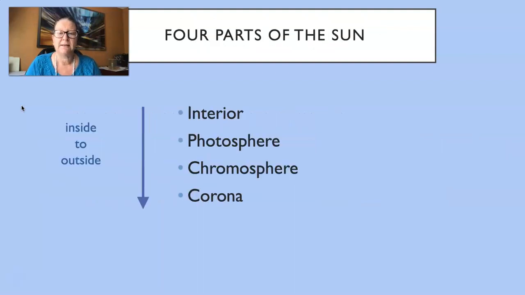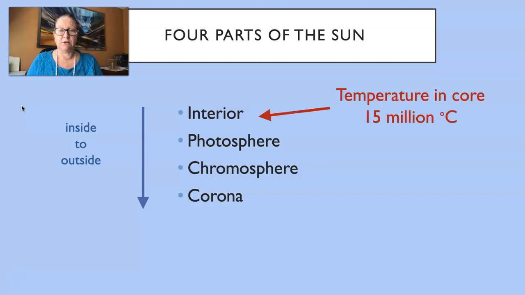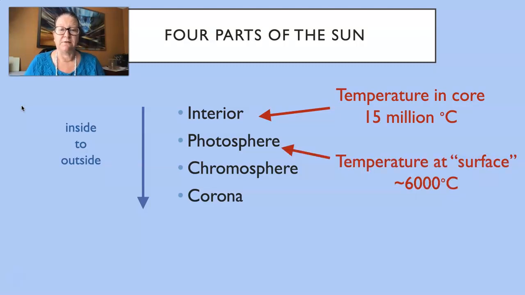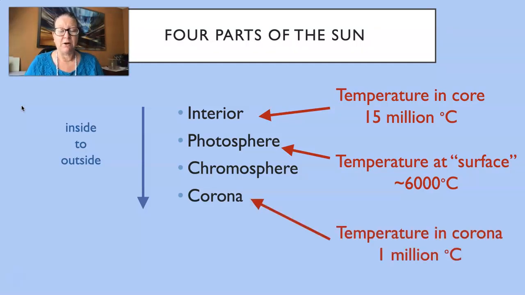We're going to investigate the Sun from the inside out. We'll start with the interior and move our way to the photosphere, the chromosphere, and the corona. Just to give you an idea for temperatures, the Sun's interior is estimated to be about 15 million degrees. The surface of the Sun, which is the photosphere, is estimated to be at about 6,000 degrees. The corona, which is the outermost layer, heats up again to about 1,000,000 degrees.